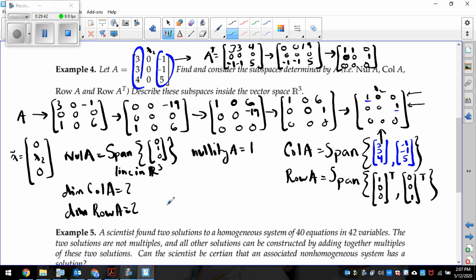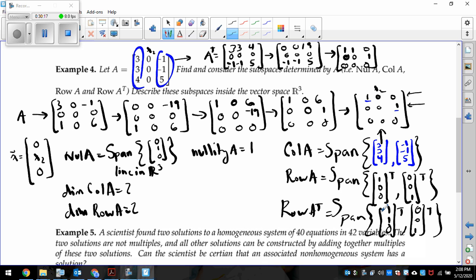So row A transpose, something doesn't feel right about that. Did I mess something up? No, I think I did that fine. Yep. So then now if I do the basis for row A transpose, we're just going to get the span of 1, 1, 0 transpose and 0, 0, 1 transpose.